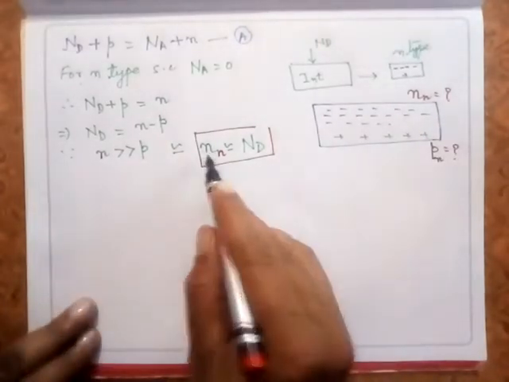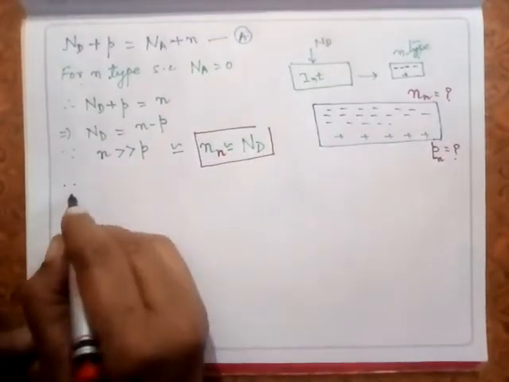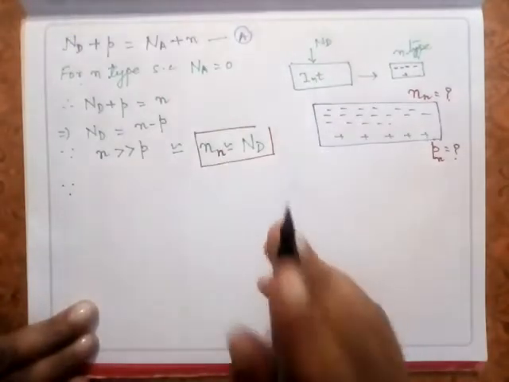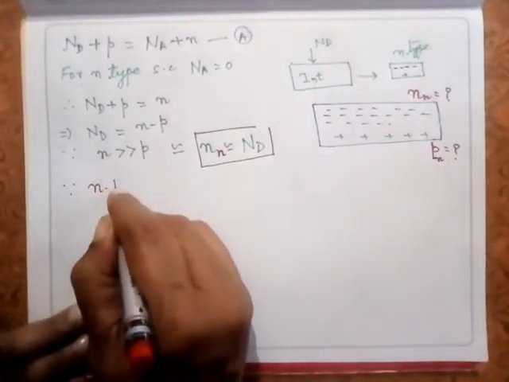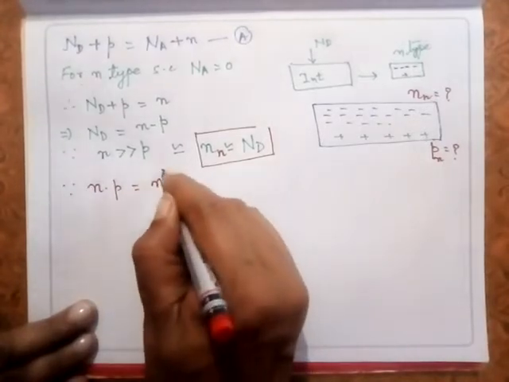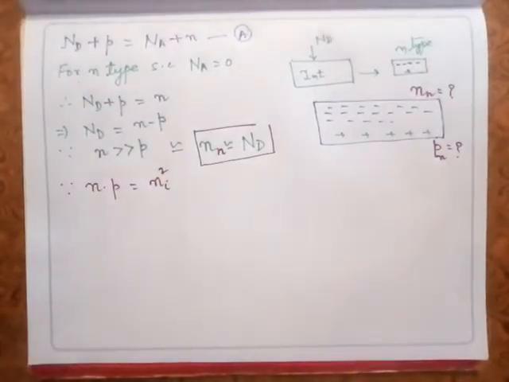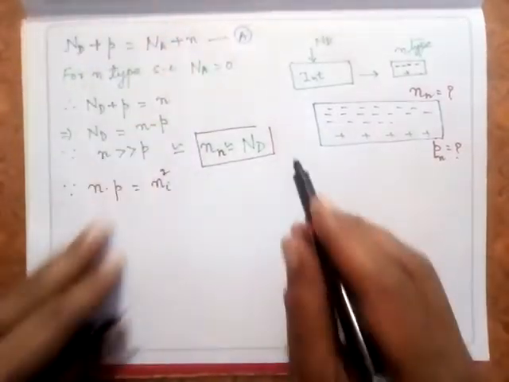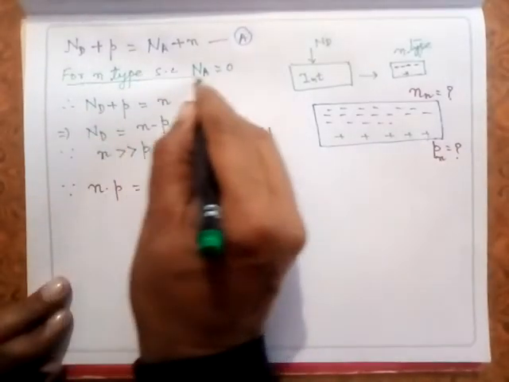Now, the number of electrons is approximately equal to this much. I know that by the mass action law, which I discussed in the last lecture, the product of n and p is equal to ni squared for any semiconductor, whether it is intrinsic, n-type or p-type. So it is applicable to n-type semiconductor also. We are talking about n-type semiconductor.